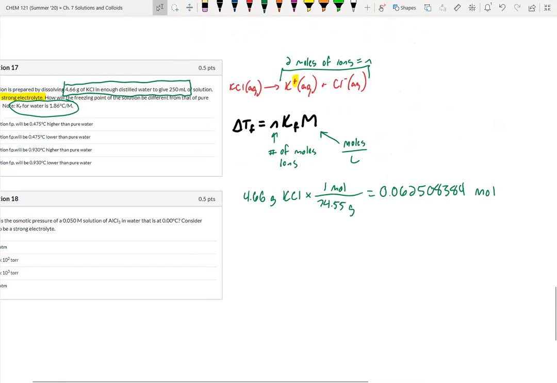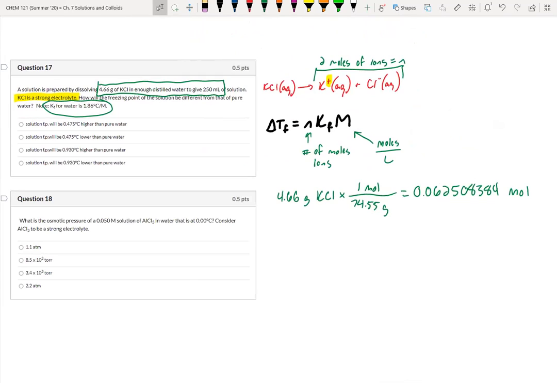And then in addition, they tell us the volume is 250 milliliters. And we know that there's 10^-3 liters in every 1 milliliter. So this would be the same thing as just saying 0.250 liters. Is this making sense so far with everybody?